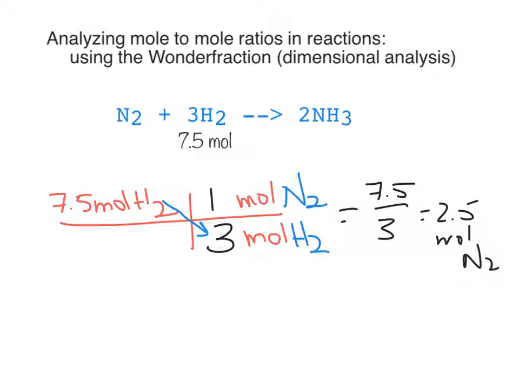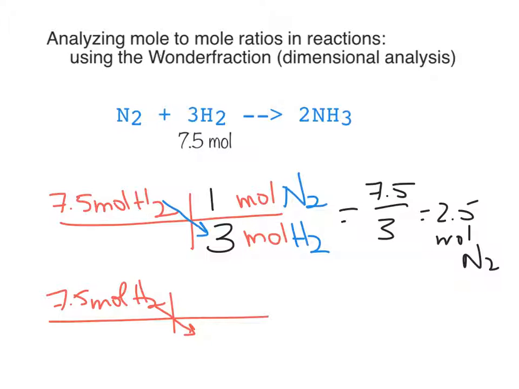What about NH3? Well, you can start it off the same way. What if I want to figure out, starting here, how much NH3 can I make? Start it off with what you know. So again, I'm going to do a second little Wunderfraction down below here: 7.5 moles of H2, because that's what I was given. It's my little Wunderfraction line. Now in this particular case, I'm going to go from H2 to NH3 to figure out what that would be. Again, I'm going to do the same process like we've done before.